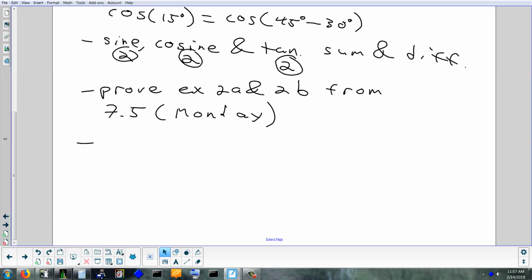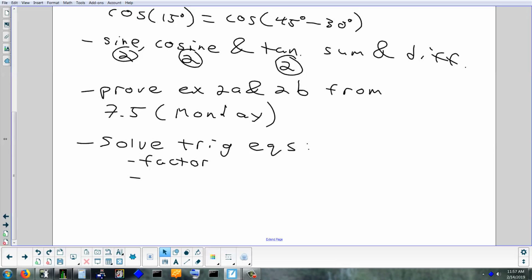Okay, so next thing is solving trig equations. Solve trig equations. So that involves, you should know how to factor. You should know how to use quadratic formula if it came to one of those. And you almost always have to use inverse trig, like to take the inverse sine of both sides. I mean, pretty much you have to do that for today too. So that will involve inverse trig.